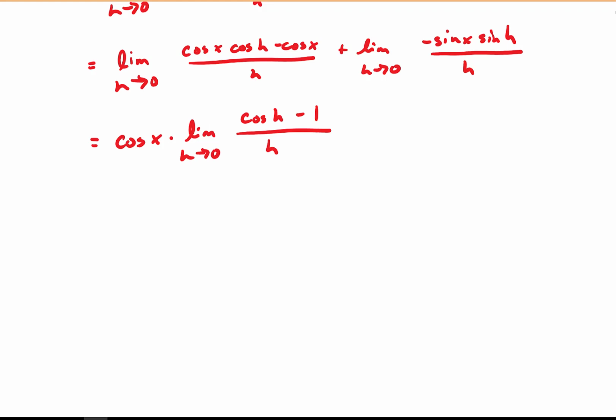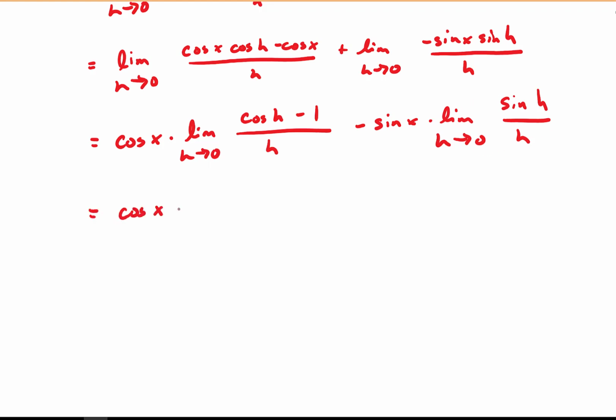So then over here I'm going to do a similar thing. I'm going to go ahead and pull out the sine of x factor from there. So this gives me minus sine of x times the limit as h approaches 0 of the sine of h all over h. And now everything can be finished up just by remembering these two limits, which you've done the proofs of.